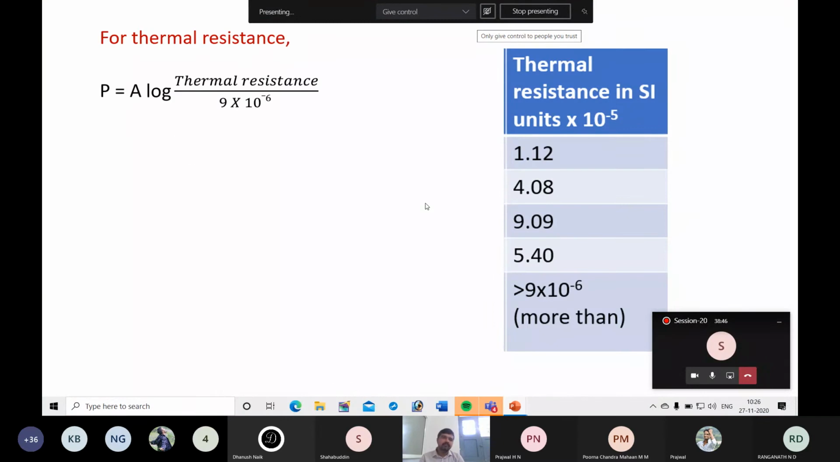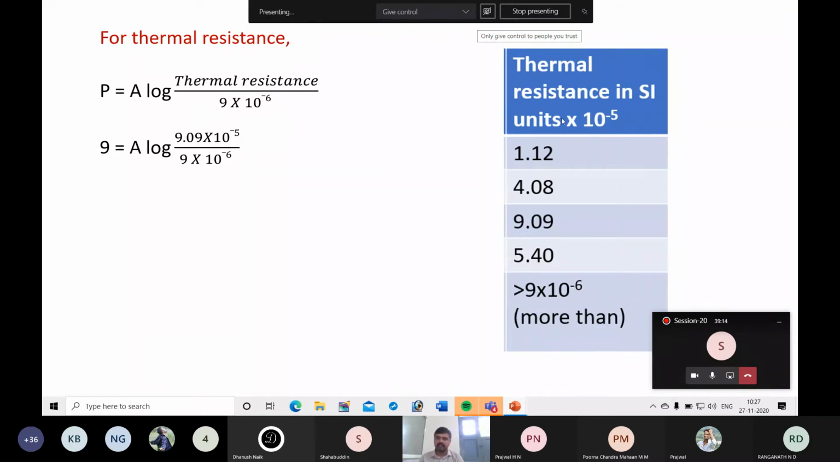Okay, so we will assign 9 for material C. That means it is having more thermal resistance. Okay, so then here minimum acceptable value is 9 into 10 power minus 6, that is given. So that's why you are considering 9 into 10 power minus 6 as minimum acceptable value. Okay, so then we are assigning preference number 9 for this material C.